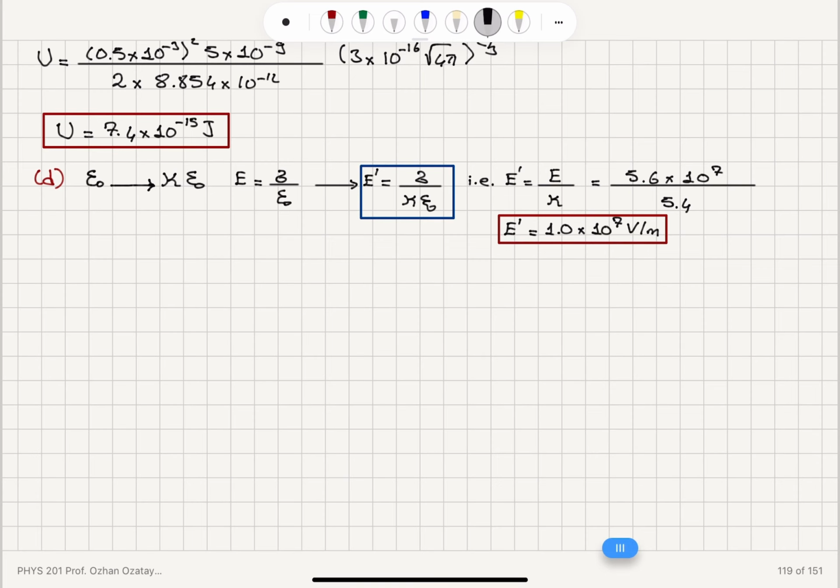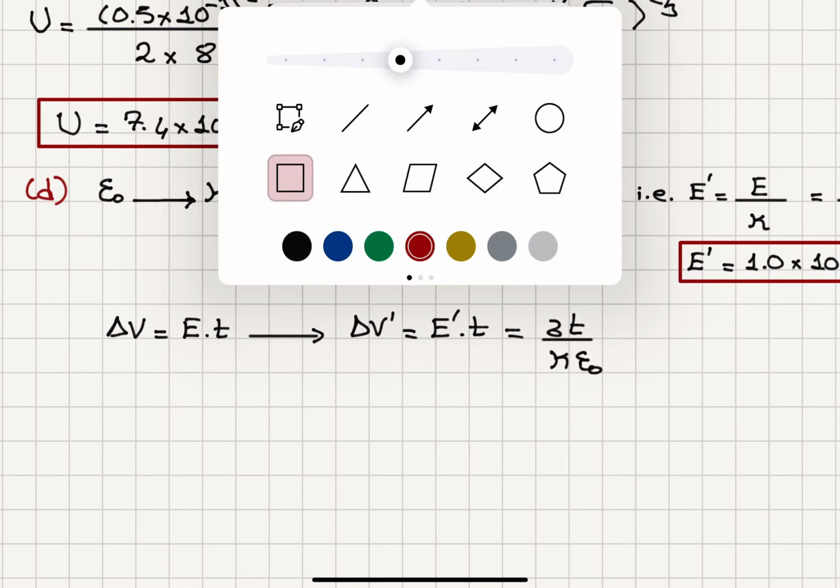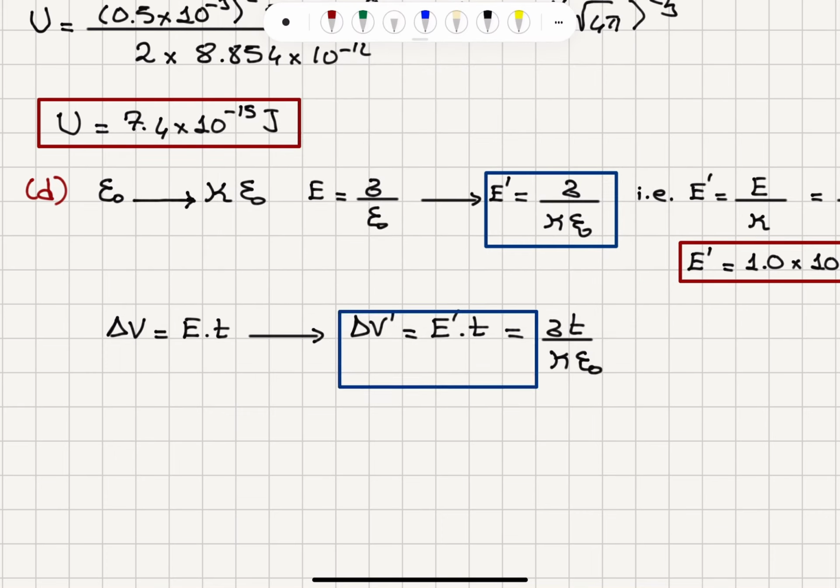In part B, we calculated the potential difference delta V, and we found that it is the electric field magnitude E multiplied by the thickness of the cell wall. And here we have a new potential difference, delta V prime, which is E prime multiplied by the thickness, which is sigma T over kappa epsilon 0. This is our new potential difference.